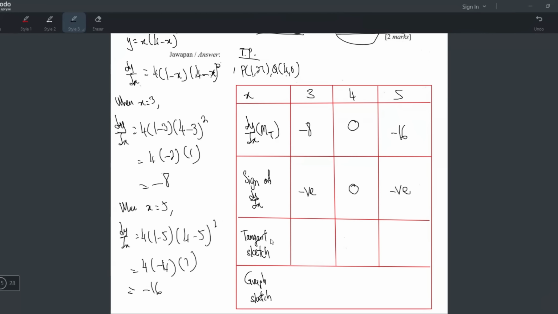Okay, now for the tangent sketch. We all know for a line with negative gradient, the tangent line will look like this, going down. Same thing here, also going down. For a line with zero gradient, there is no slope, it's straight like this, right? So for the graph sketch, it will be like this, like this, like this. This is the point Q, right? Before it will be negative, after also negative.